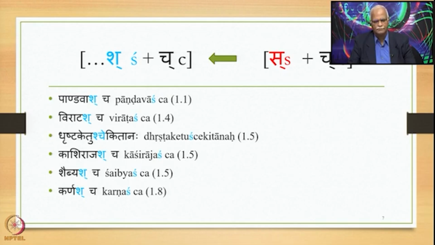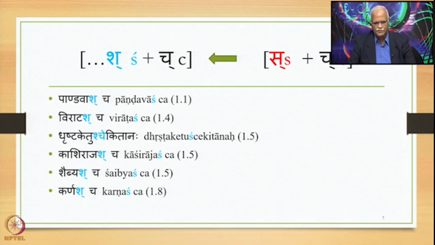Drishtaketush Chekitanaha. So Drishtaketush, this sh is the output and the input would be sa following the rule 8-4-40, Stoh shcuna shcuh. So you will have Drishtaketus Chekitanaha. Drishtaketus, if you want to write independently, then you will write Drishtaketuhu and Chekitanaha.